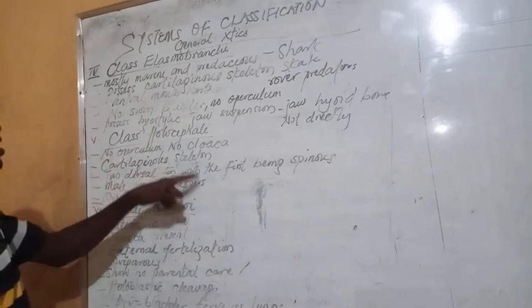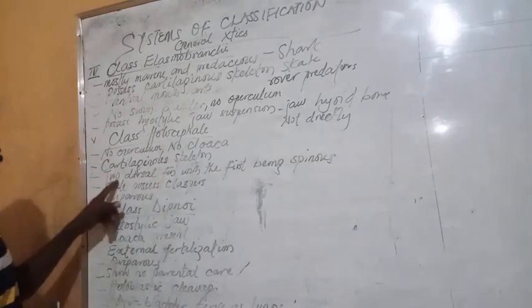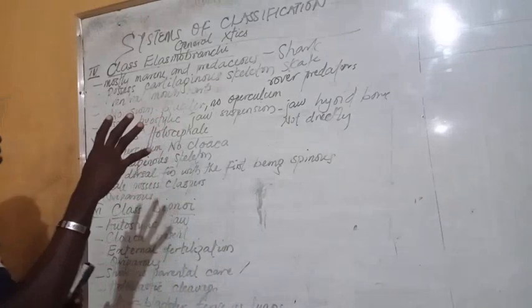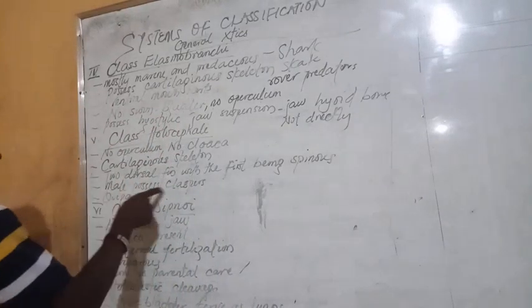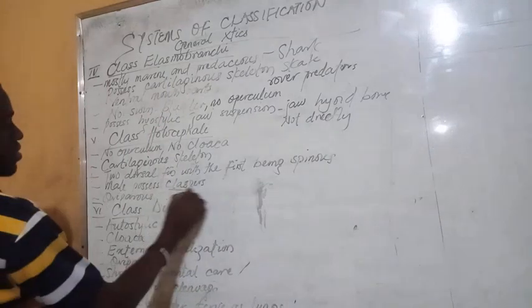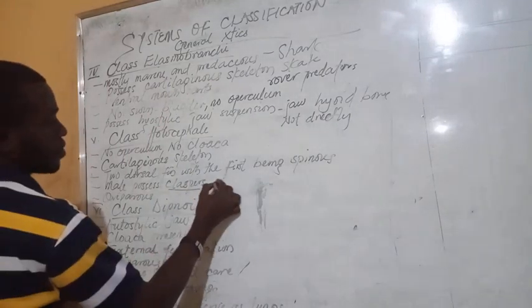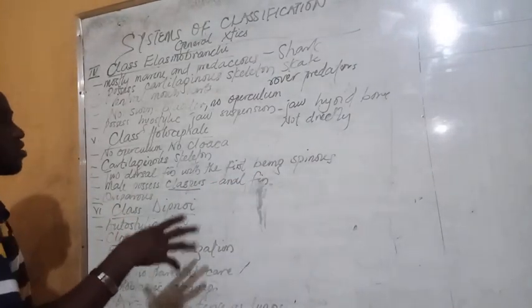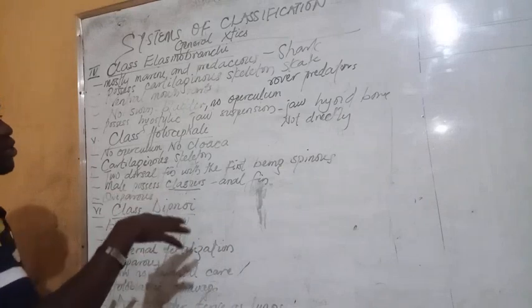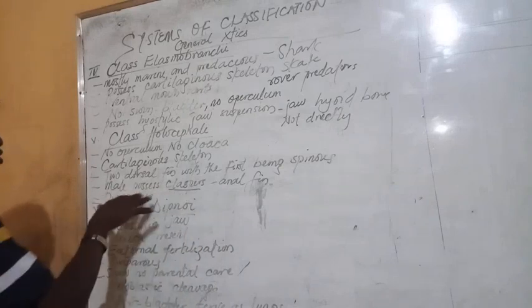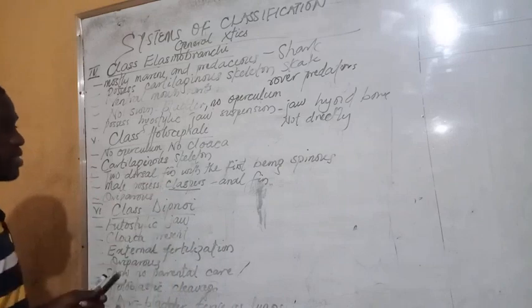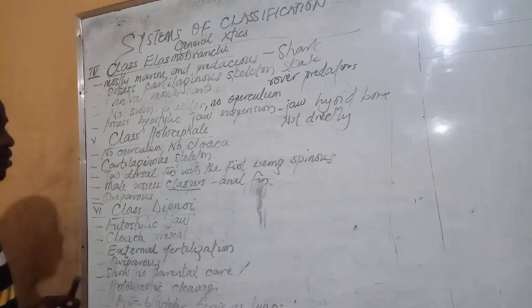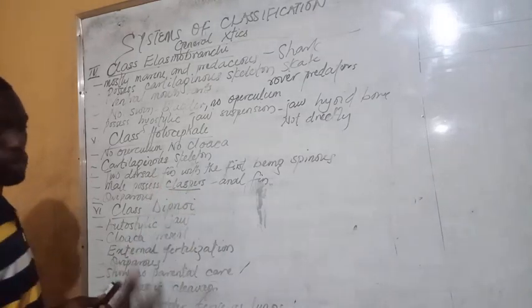Alright. Cartilaginous skeleton. They are cartilaginous. So they have two dorsal fins, with the first being spinous. The male possesses claspers. Now claspers are simply a modification of the pelvic fin that the male uses during reproduction to pass the male sexual gamete, that is the milt, into the female.